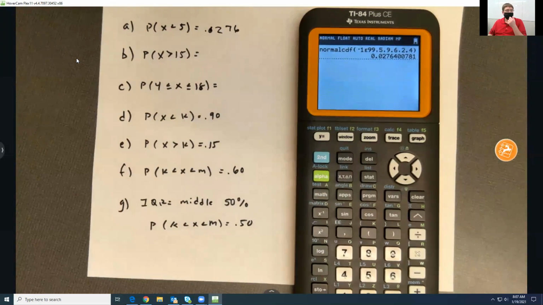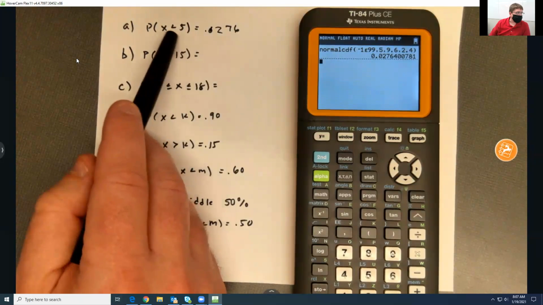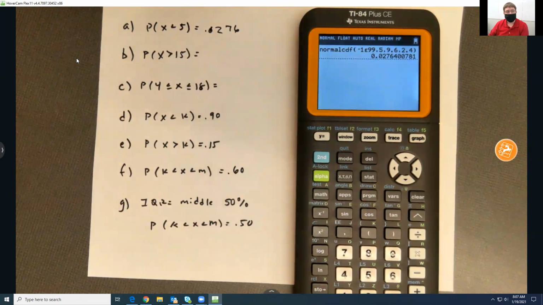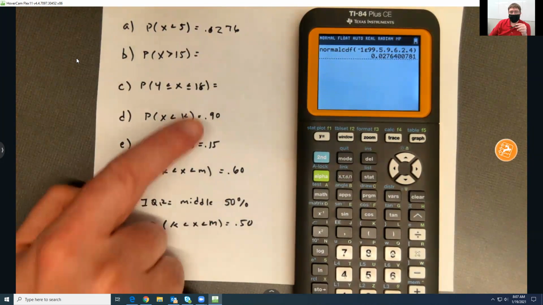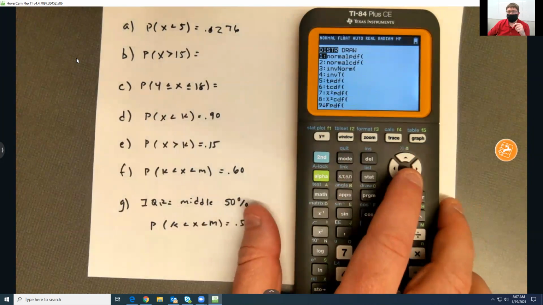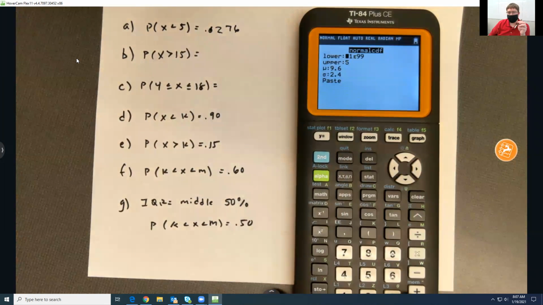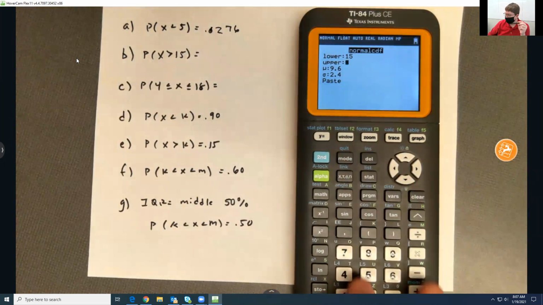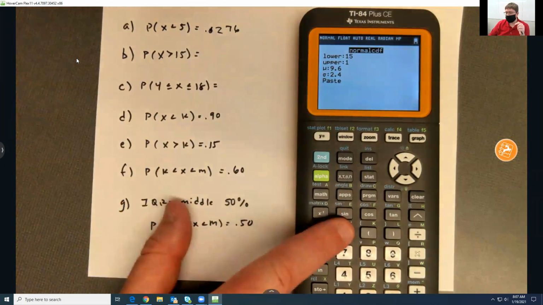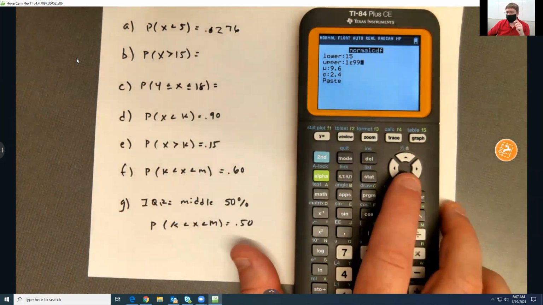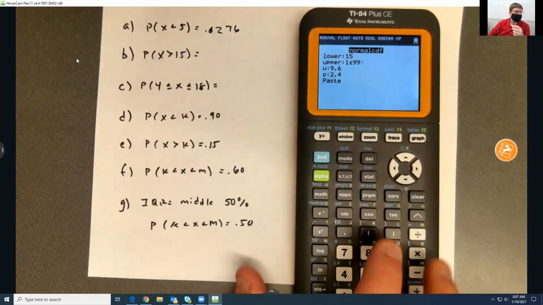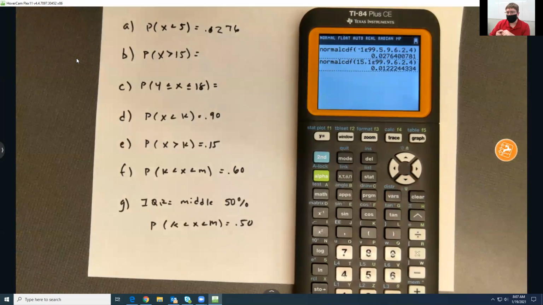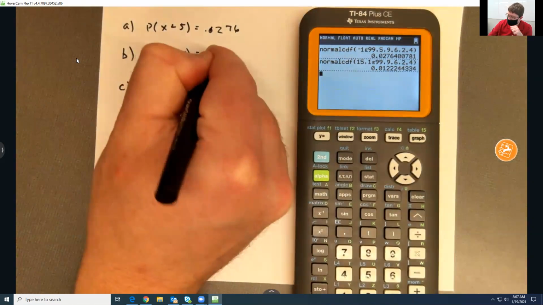Again, we're looking for percentage. If her average is about 9.5 to 10 minutes of phone call time, then it's not going to be very likely that her call is going to last less than 5 minutes, according to the data we have. For letter B, we go the other direction. Second VARS, normal CDF. This time our lower limit is the 15 because that's the smallest number we want. Upper limit is going to be 1, then second comma to get the E, and then 99 for infinity. If you're going lower limit, just put a negative sign in front of that. Average and standard deviation remain the same. Press enter, and we get 0.0122.